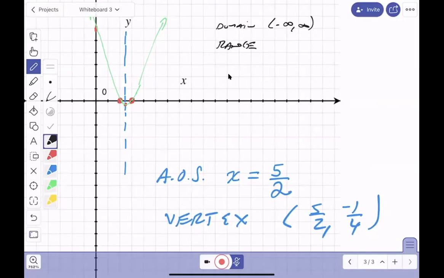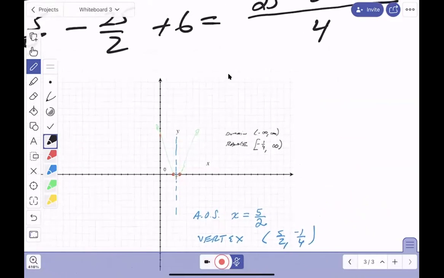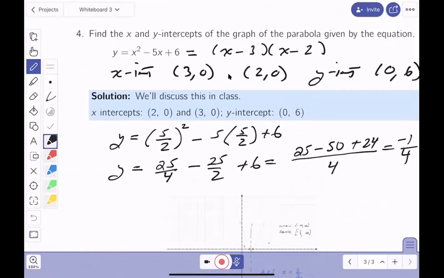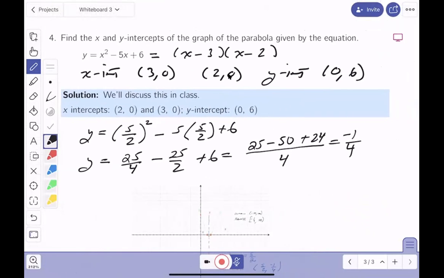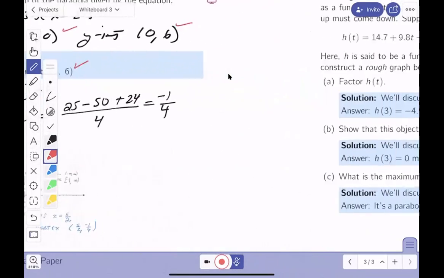What's the range going to be? From -1/4 inclusive off to infinity. All right, what was our question now? All that work, what was our question? Find the x and y intercepts. Did I do that? I did. They didn't ask me to graph it. Did a great job. Why do we graph? Well, practice. Let's go to number 5.